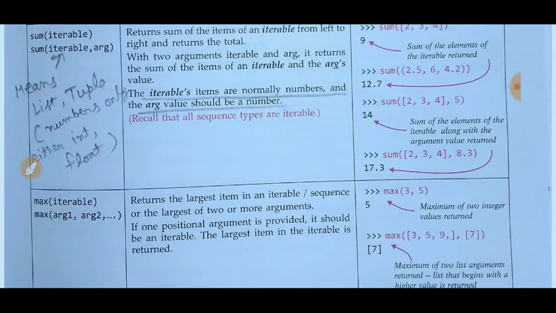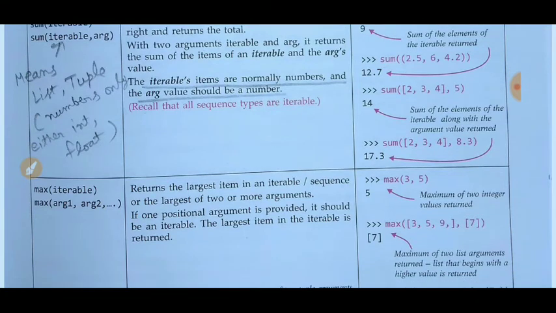Max, again same thing. Either you have to pass an iterable or you have to pass arguments. Many arguments you can pass: argument 1, argument 2, argument 3. All the arguments are separated by commas. Definition, description of this function: it returns the largest item in an iterable or sequence, or the largest of 2 or more arguments. See here, max 3, 5.